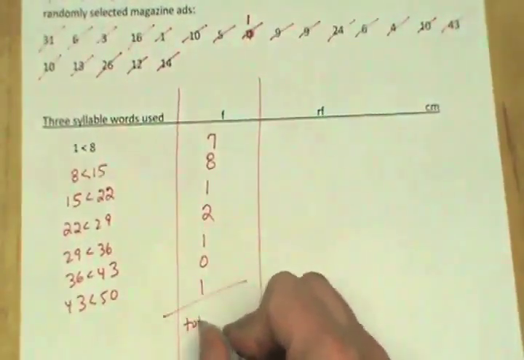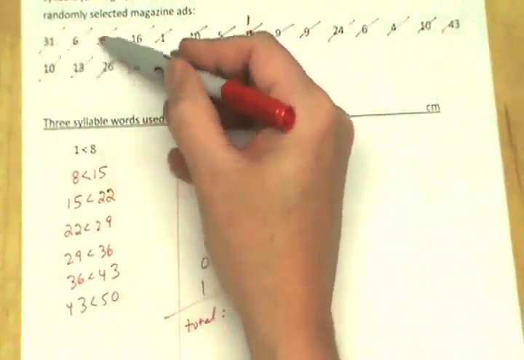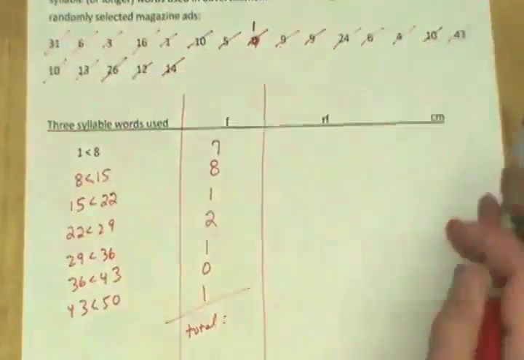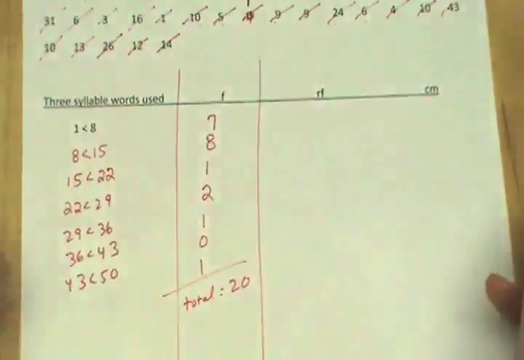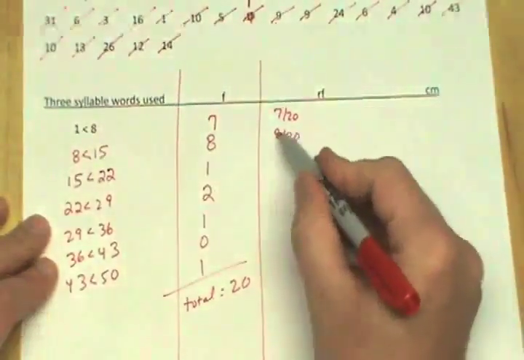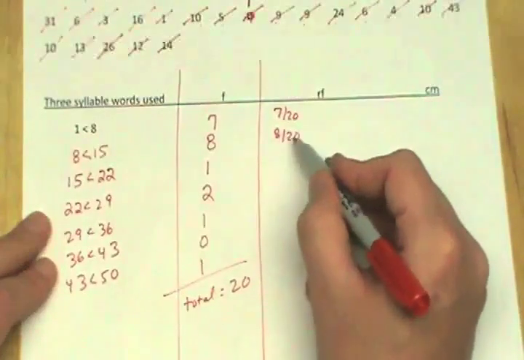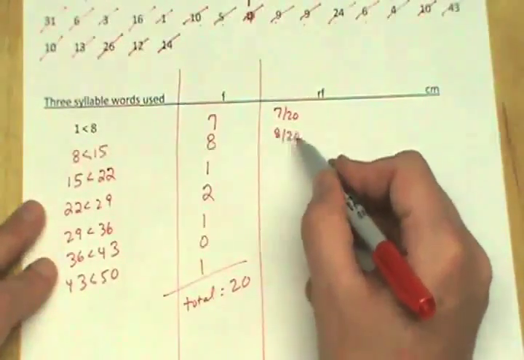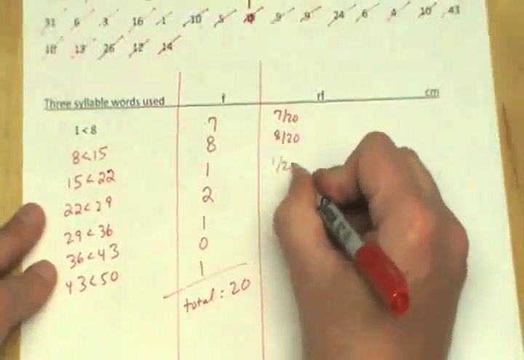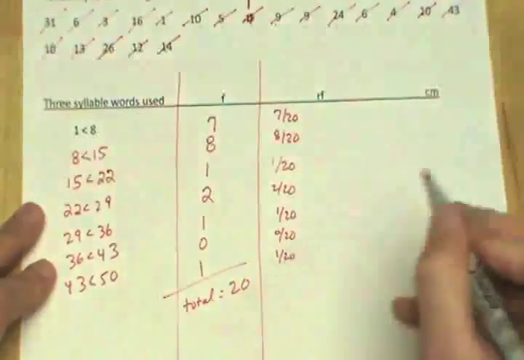And we're looking at a total here, so we have on our data, 2, 4, 6, 8, 10, 11, 12, 13, 14, 15, 16, 17, 18, 19, 20. So the total looks to be good. Okay, so we have 20. So 7 out of 20, 8 out of 20. Again, don't reduce 8 out of 20 to either 4 out of 10 or 2 out of 5, because that is not really what's representative of that number. This means 8 people out of 20, and if you reduced it, then you'd be reducing your sample size, and you don't want that. 1 out of 20. 2 out of 20, 1 out of 20, 0 out of 20, 1 out of 20.